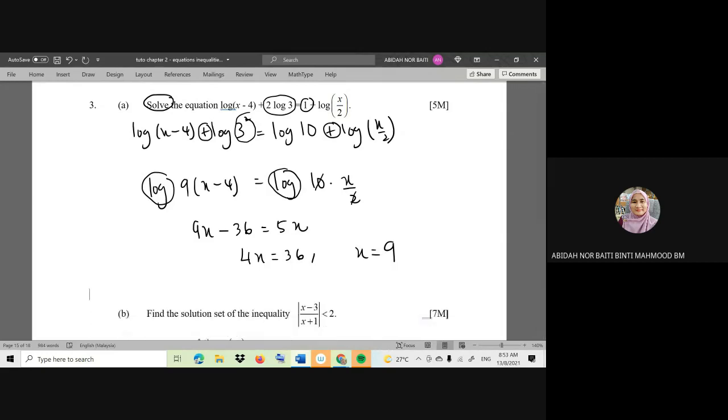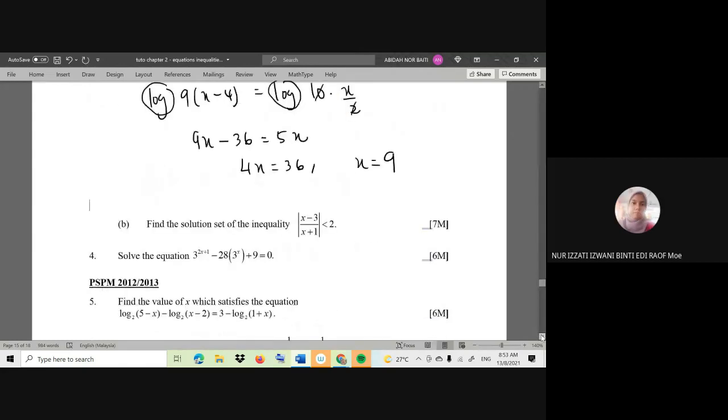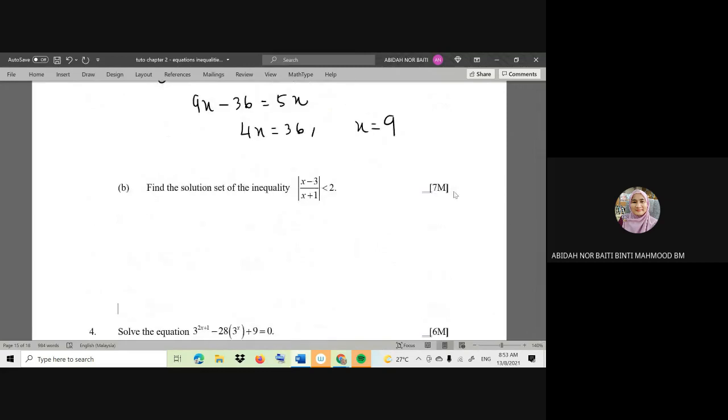Boleh ya? B pun boleh, sama. Atas tadi ya, B ni banyak soalan macam ni. Maknanya chapter tu dia suka keluar macam ni. Okay, modulus one side. Kalau nampak modulus one side, guna apa?